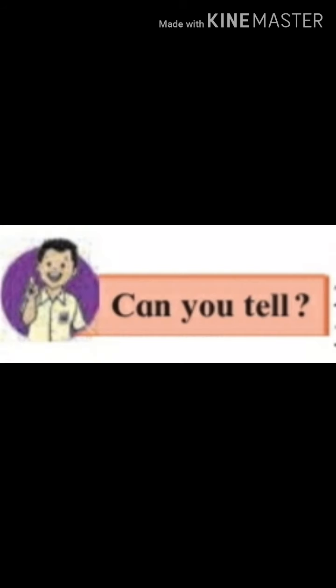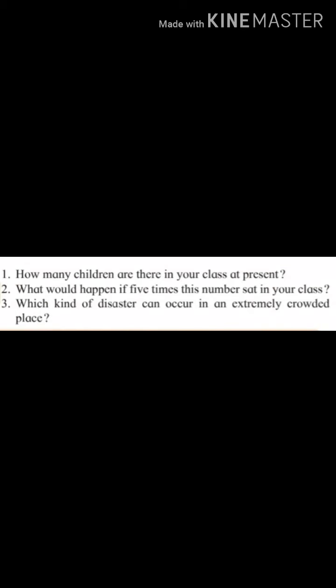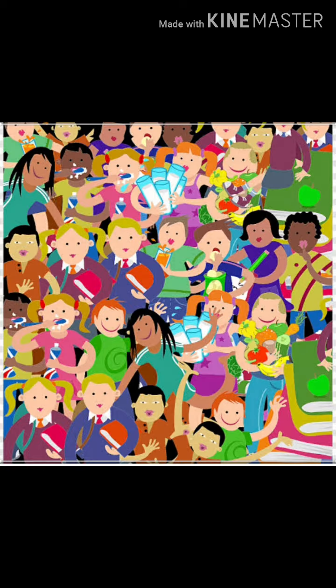Next section is can you tell section. First question is given here. How many children are there in your class at present? Suppose there are 40 students in your class at present. Then next question is, what would happen if 5 times this number sat in your class? 5 times means 40 into 5 is equal to 200 students. What would happen if 200 students sat in your class?